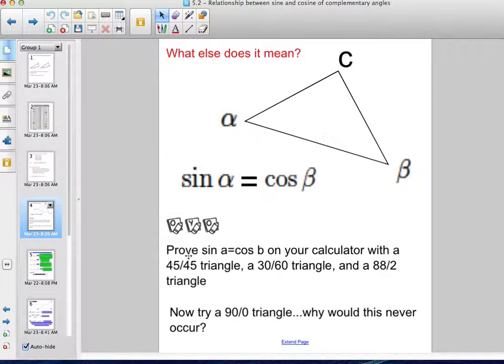So I want you to prove, do it on your own real quick, prove sine A equals cosine B on your calculator. So do sine 45, cosine 45. Do sine of 60 with a cosine of 30, sine of 30 with a cosine of 60, and sine 88 with a cosine of 2. And just do it on your calculator. So plug in those degree measures. Again, make sure you're in degree mode. Make sure you get the same decimals. Now, normally when you find the decimals, you want to keep 4 decimal points. And then after that, do a sine of 90 and a cosine of 0, and then try and put into words why this would never actually happen in a triangle. Pretty easy for that one. So pause the video, do that real quick, take a couple minutes, and then restart.